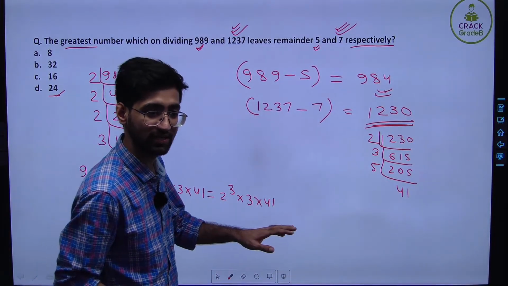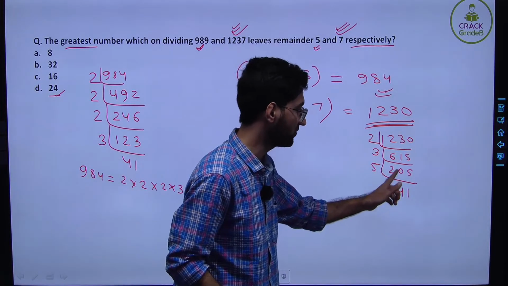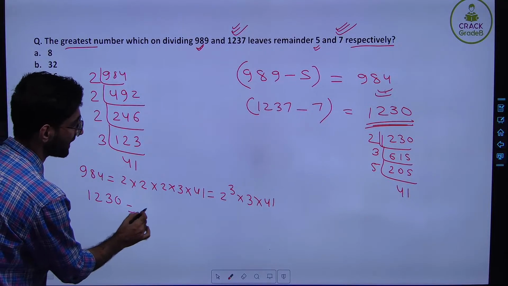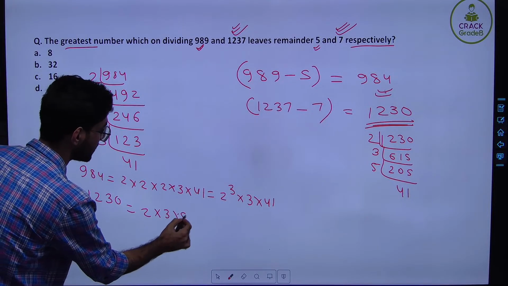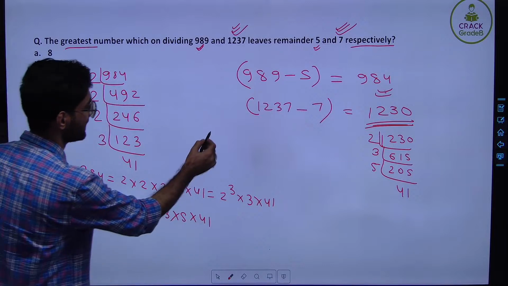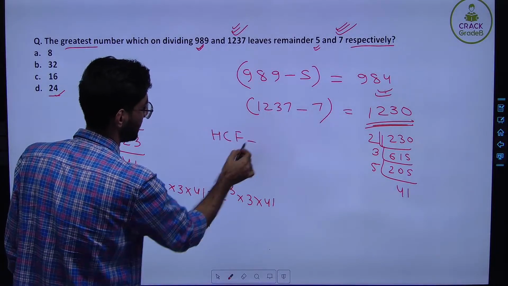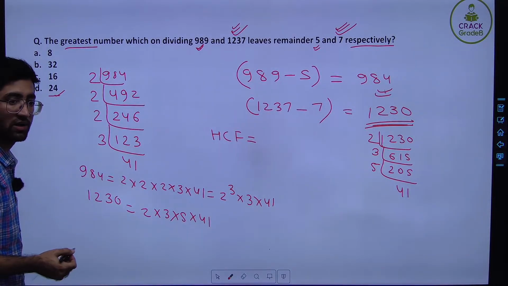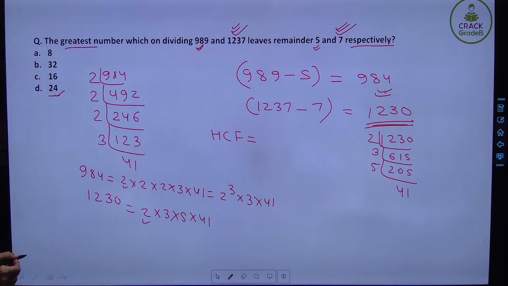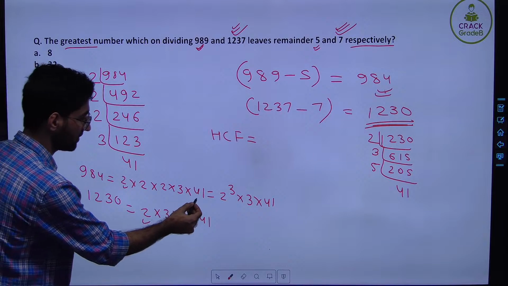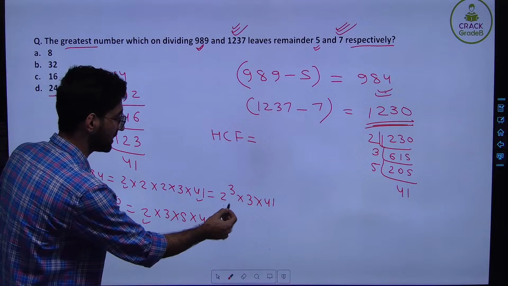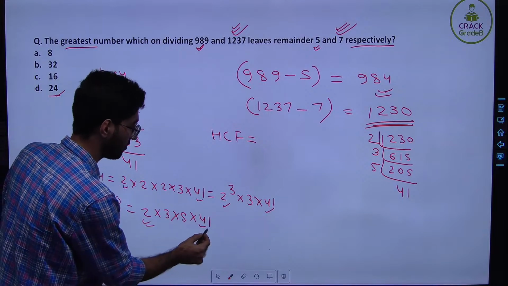Are you able to get this thing? That 5 into 41. 5 into 4 is 20. Means you can write 1230 as 2 into 3 into 5 into 41. Right? Now we have to find the HCF. To find the HCF, we only look at the common numbers. So 2 is the common, and 41 is the common, right?